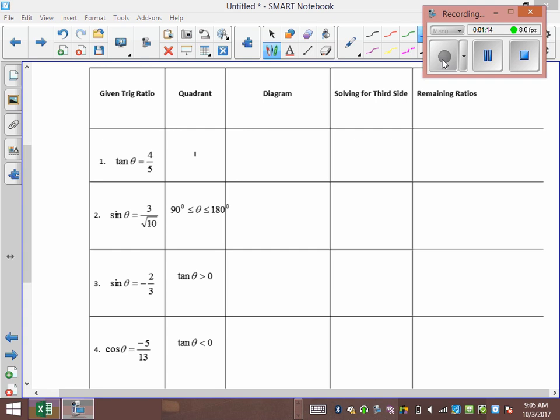So we have tan theta equals 4/5. It's in quadrant 1. This is the easiest way it could be given to you because it literally tells you it's in quadrant 1. So we go to quadrant 1 and we draw ourselves a triangle. The triangle always goes with the x-axis. If you drew every triangle correctly in quadrant 1, 2, 3, and 4, they would make a bow tie.